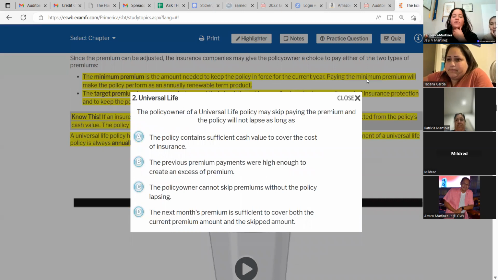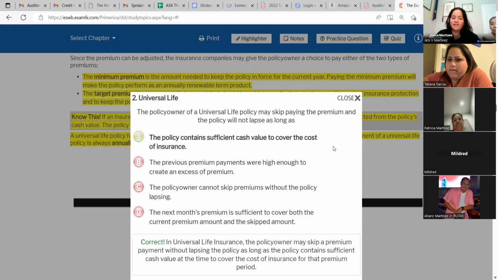The policy owner of a universal life policy might skip paying the premium and the policy will not lapse as long as A, the policy contains sufficient cash value to cover the cost of the insurance. B, the previous premium payments were high enough to create an excess of premium. C, the policy owner cannot skip premiums without the policy lapsing. D, the next month's premium is sufficient to cover both the current premium amount and the skipped amount. A. Sufficient cash value. Very good, ladies.